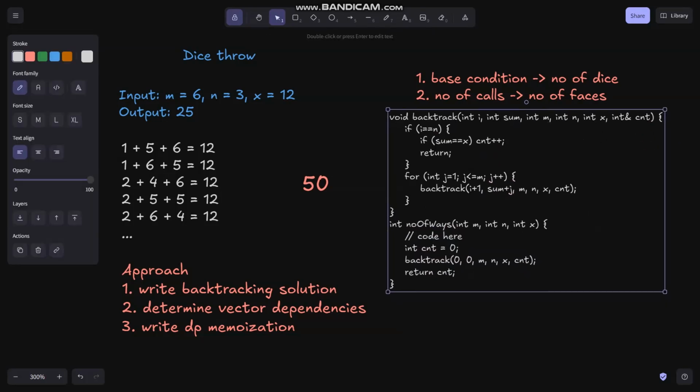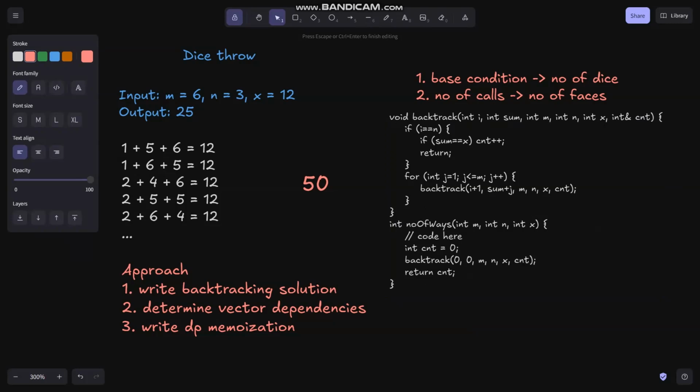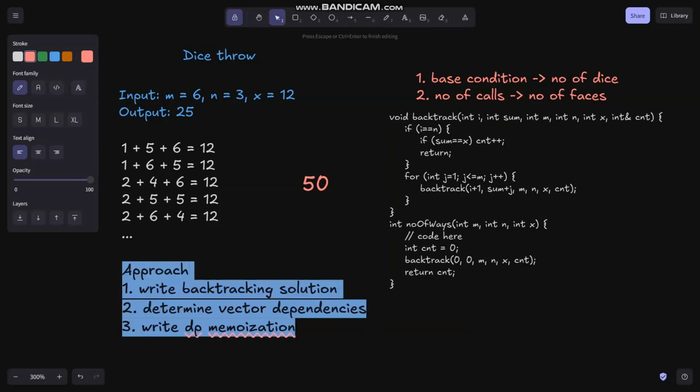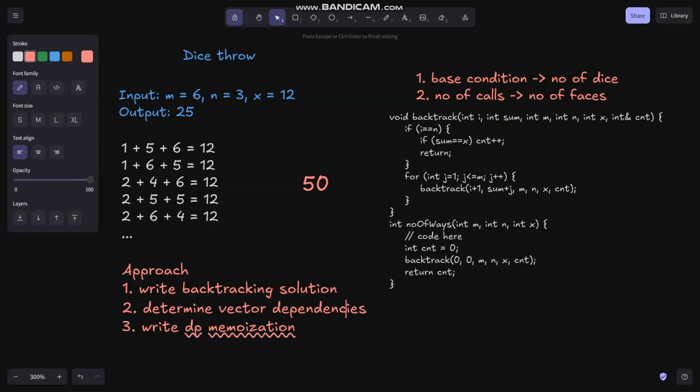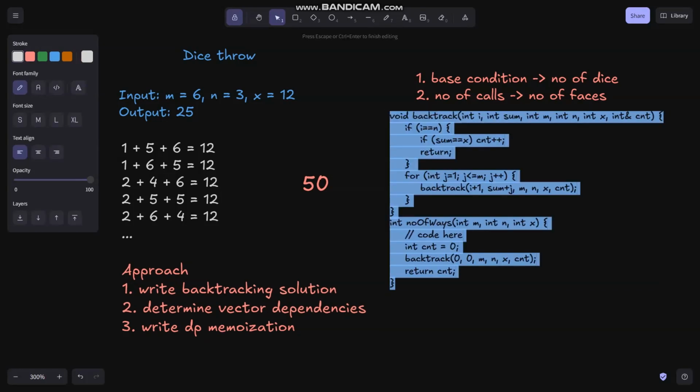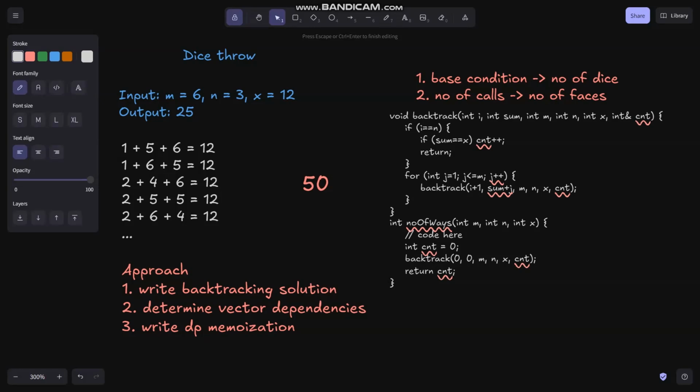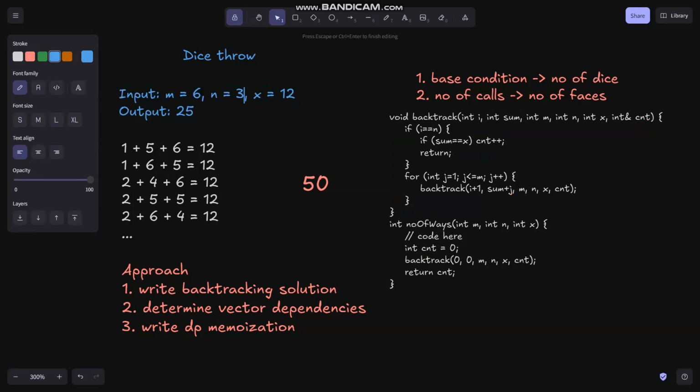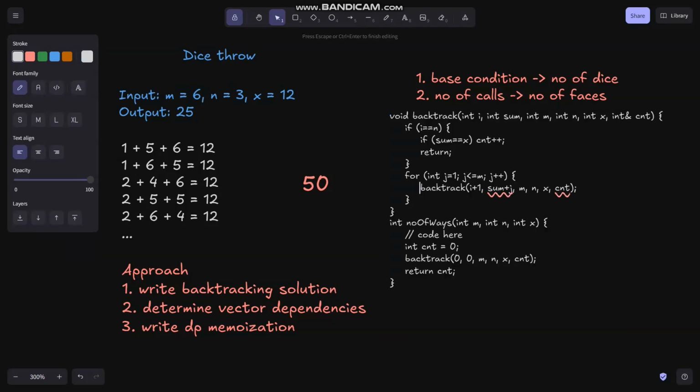Now, in order to optimize, what can we do? We can have a DP vector, of course. Now the DP vector, should it be a 1D array or 2D array? How do you determine this? So generally, whenever you have to determine what are the dependencies in a DP vector, you can see what are the arguments that are changing when you are calling your backtracking function. So there are 2 arguments that we are having. One is i, and second is the summation argument. We don't have to deal with this m thing because it is already dealt in the loop, right?